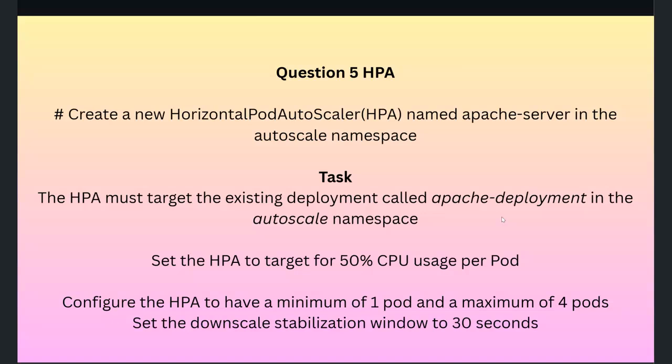In the series of the CKA exam questions, this is question 5 around HPA. So let's see the question. Create a new horizontal pod autoscaler named apache-server in the autoscale namespace. The HPA must target the existing deployment called apache-deployment in the autoscale namespace. Set the HPA to target 50% CPU utilization per pod. Configure the HPA to have a minimum of 1 pod and a maximum of 4 pods. Set the downscale stabilization window to 30 seconds. So let's start it.